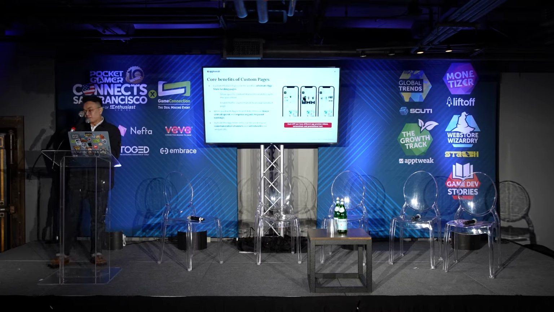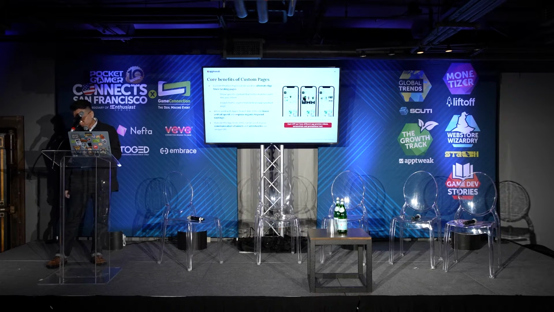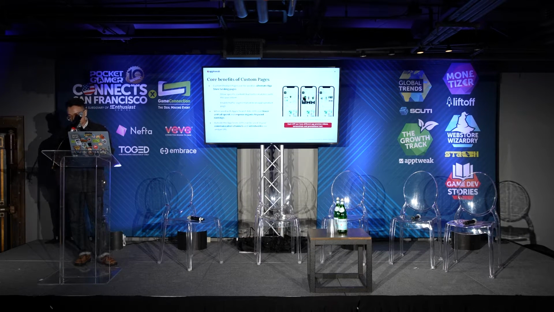Cool, so back to iOS. So the core benefit of running custom product pages is essentially having alternative landing pages that can show specific content to different user segments. So essentially, you can align your creatives and messaging with different user intent, creating more relevant ads, increasing tap-through rate, and resulting in lower ad spend, and with the goal of increasing your organic keyword rankings as well.